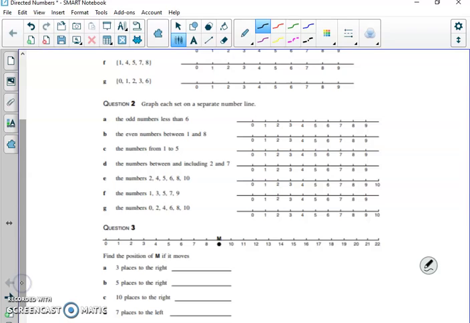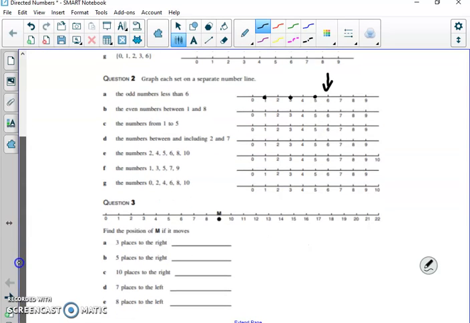The next one is the odd numbers that are less than 6. I see that 6 is right here. Any odd number under it. 5. I'm not going to do 4 because 4 is an even number. 3. I'm not going to do 2. It's even. 1. Again, pretty straightforward.